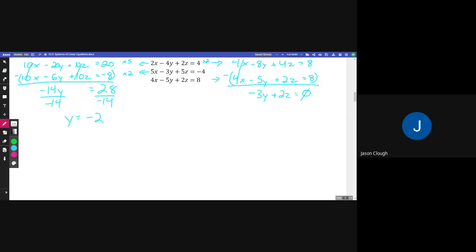Well, since I already know what y is, I can actually put y into this equation. So negative 3 times negative 2 is just a positive 6. Subtract the 6 over, and I get 2z equals negative 6. Divide both sides by 2, and I get z equals negative 3. Now that I have an answer for y and for z, I go to my next step, where I just take one of these equations and solve for x.